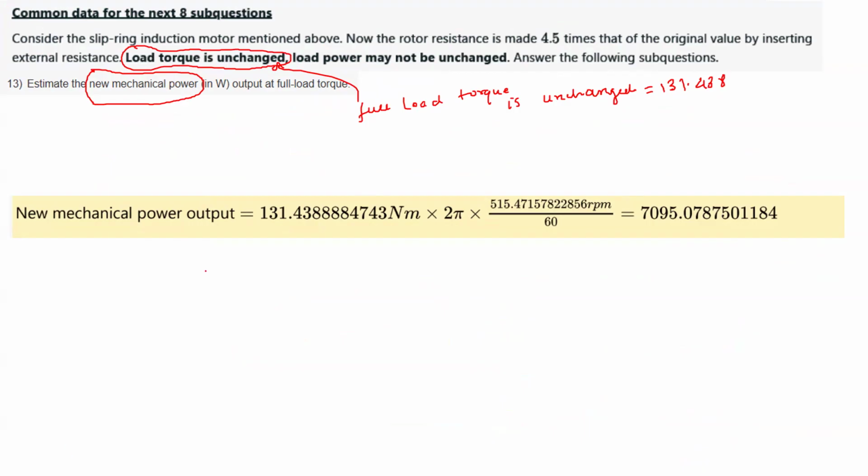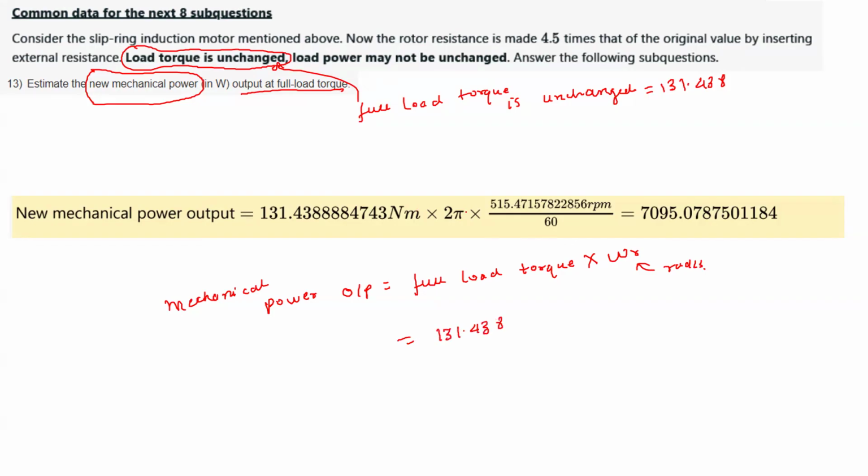So now, what will be the mechanical power output? Mechanical power output is equal to full load torque. See, they are asking you mechanical power output at full load torque. Okay, so full load torque into omega r. Omega r is in radian per second. Full load torque value we have from our very previous question, because the load torque is unchanged. So full load torque also remains unchanged. So this becomes 131.438.